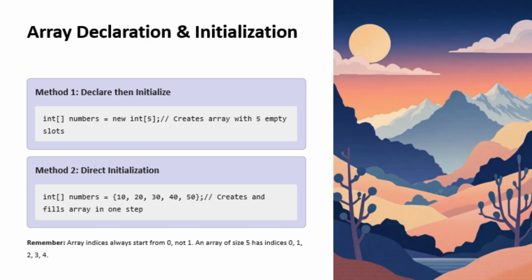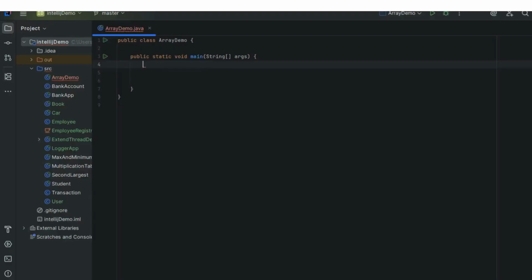Remember that array indices start from 0, not from 1. This means if the size is 5, the valid indices are 0, 1, 2, 3, and 4.